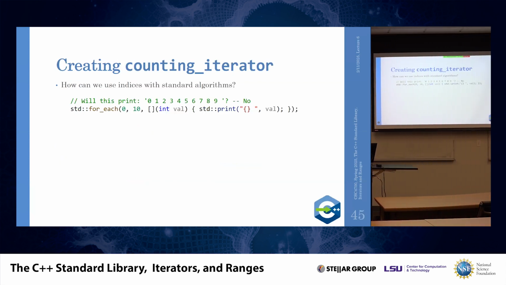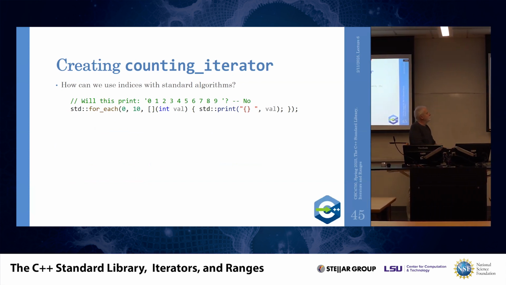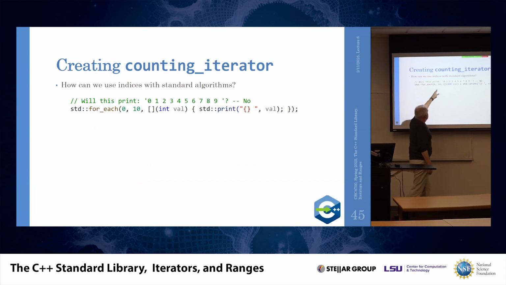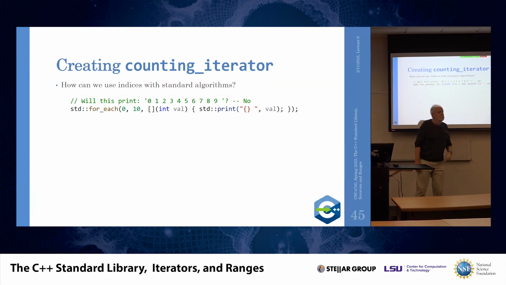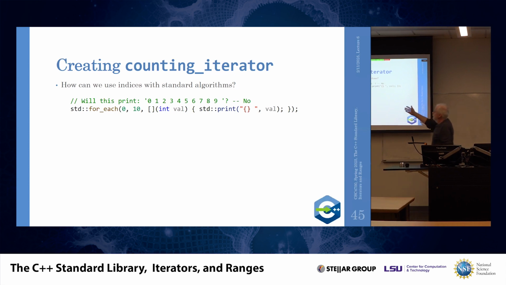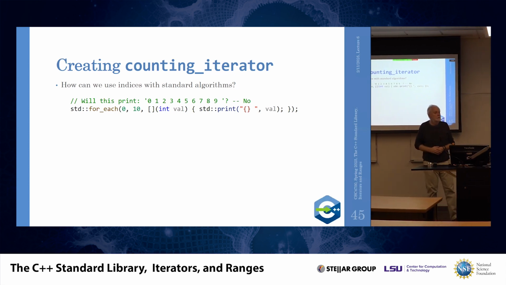Okay. One thing I want to do, and that is really an interesting use case, is for_each, which goes from begin to end and calls our lambda for each of the elements it receives. It iterates over them. But this will not work if I specify 0 and 10 as the arguments to for_each. Why will it not work? Anybody?